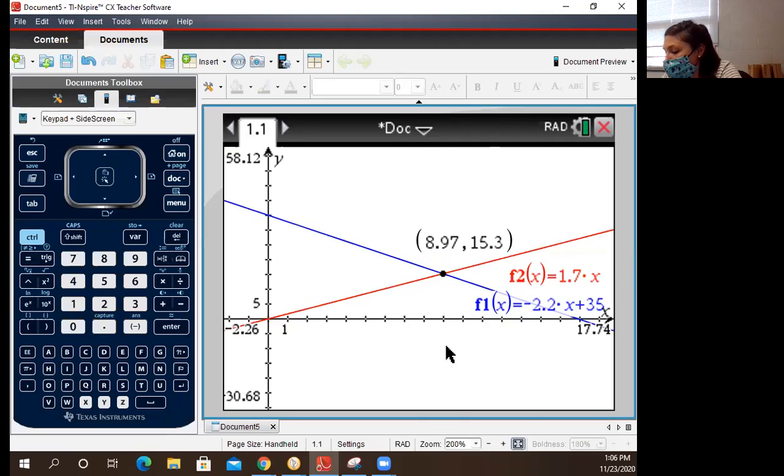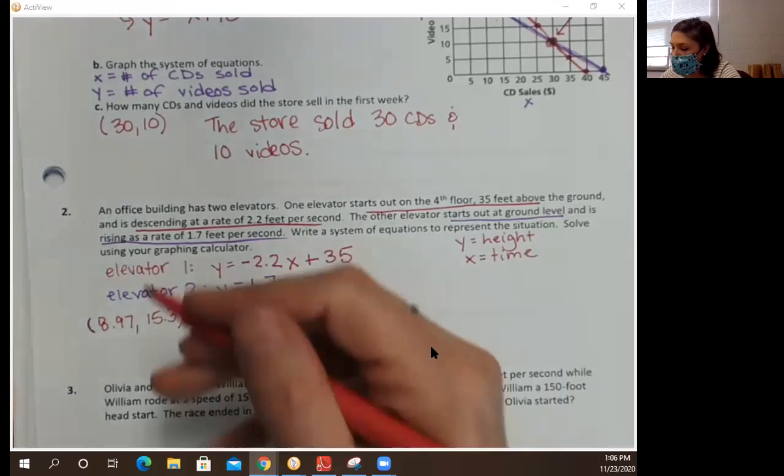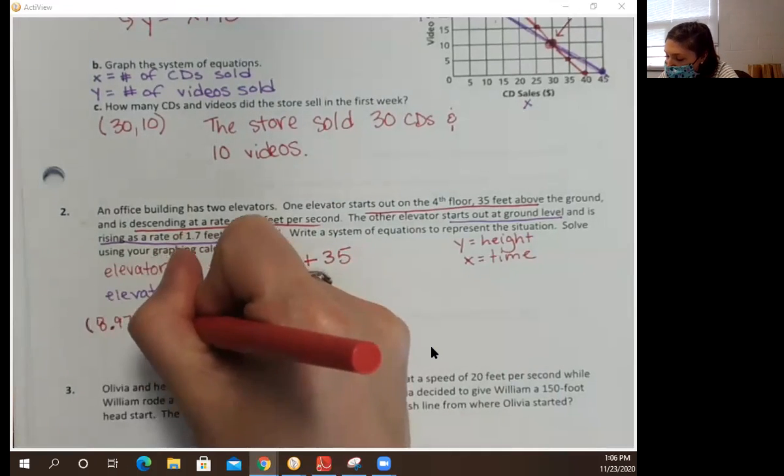8.97, 15.3. And then I'm going to put this calculator away so I can take a look at my paper again. So here's that point of intersection.